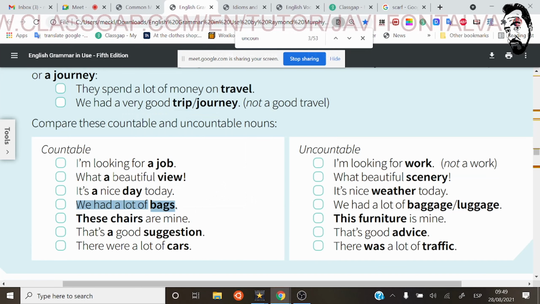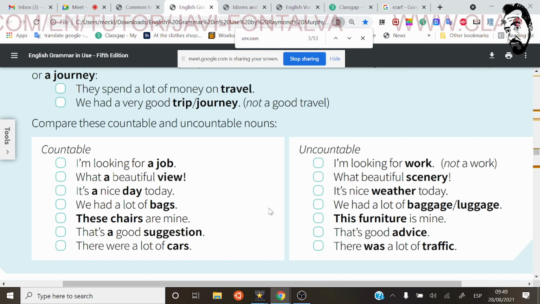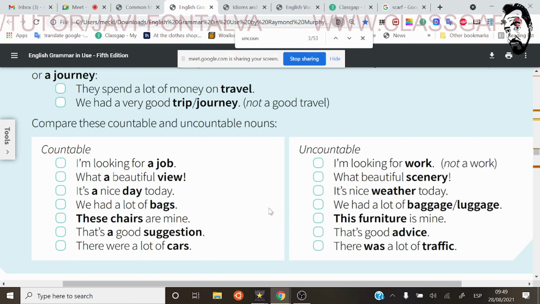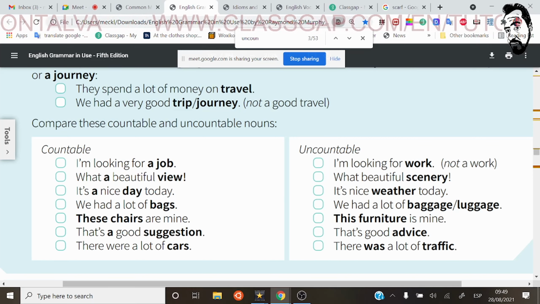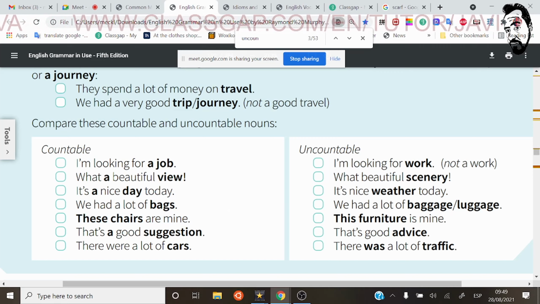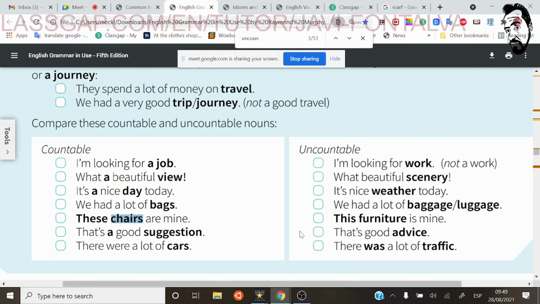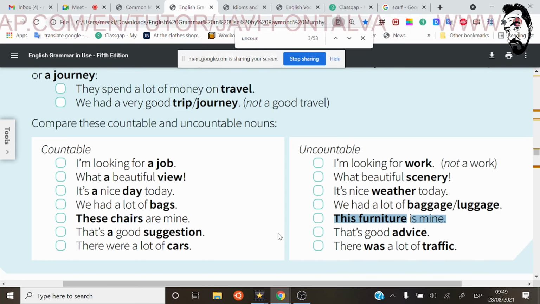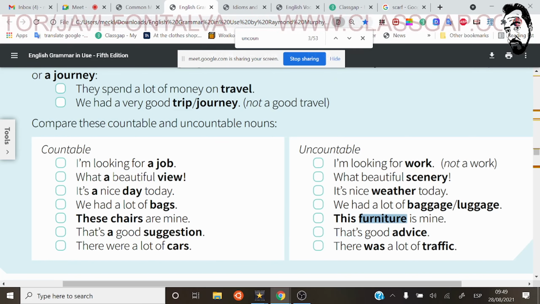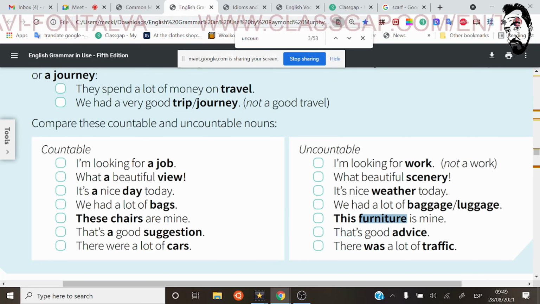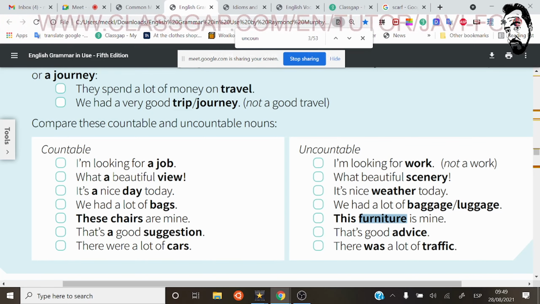I had a lot of bags. Next one. We had a lot of baggages. So baggage or luggage? Luggage. When you say baggage and luggage, you talk in general, okay? Next one. These chairs are mine. Okay, chairs. Next one. These furnitures is mine. So notice, when we say furniture, again, we talk in general. We talk about tables, chairs, couches, you know, in general.